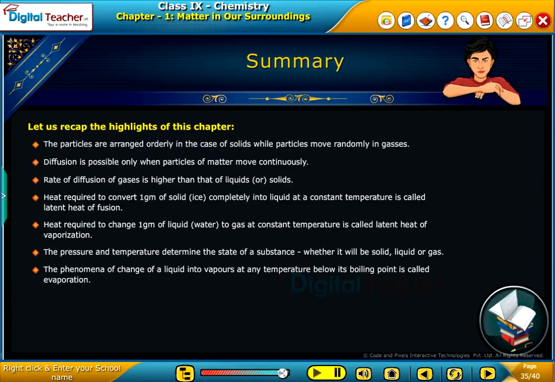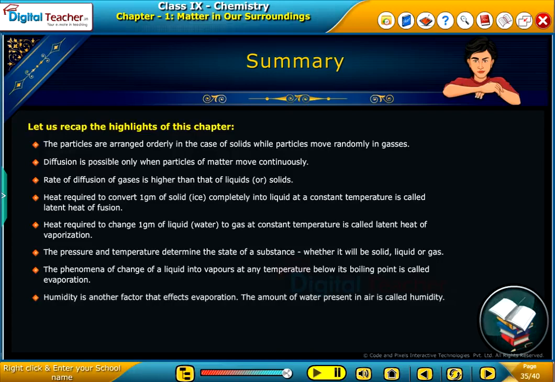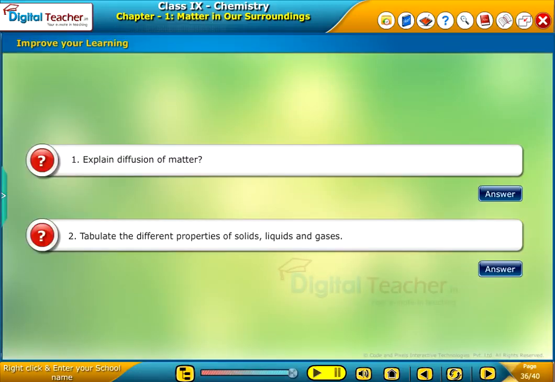Phenomena of change of a liquid into vapors at any temperature below its boiling point is called evaporation. Humidity is another factor that affects evaporation. The amount of water present in air is called humidity. Read the questions and attempt the answers on your own. You can click Answer for your reference.